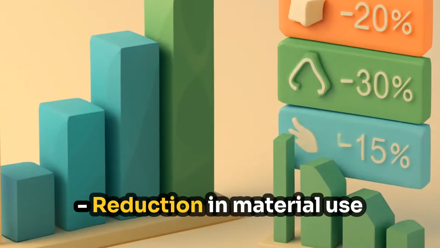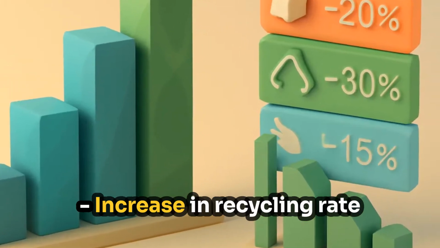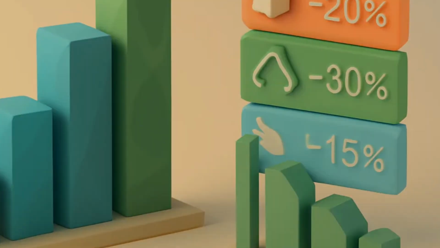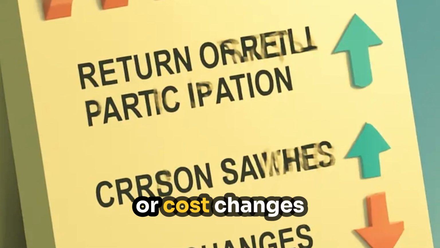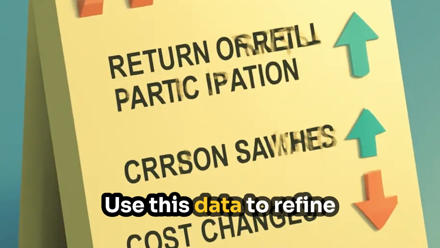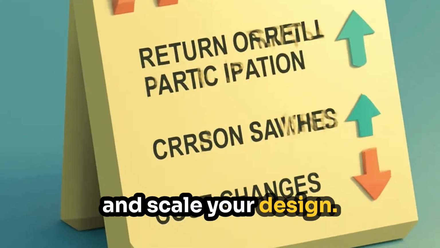Step 6. Measure and improve. Track reduction in material use. Increase in recycling rate. Return or refill participation. Carbon savings or cost changes. Use this data to refine and scale your design.